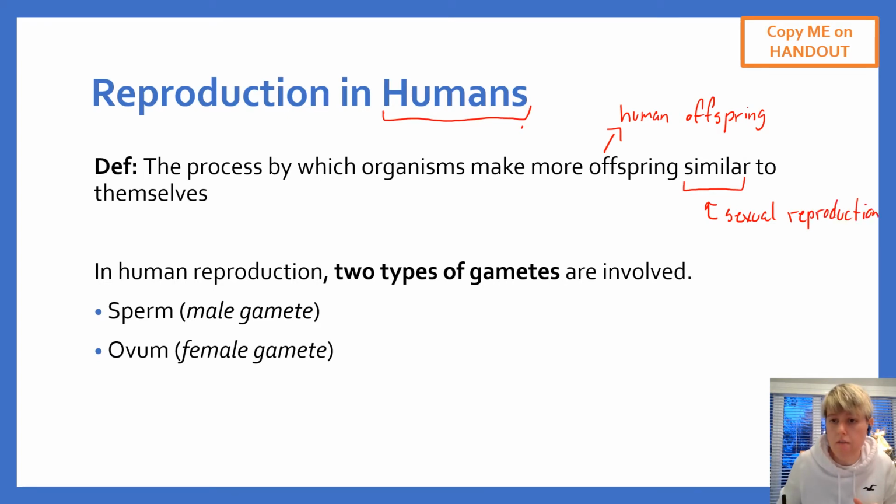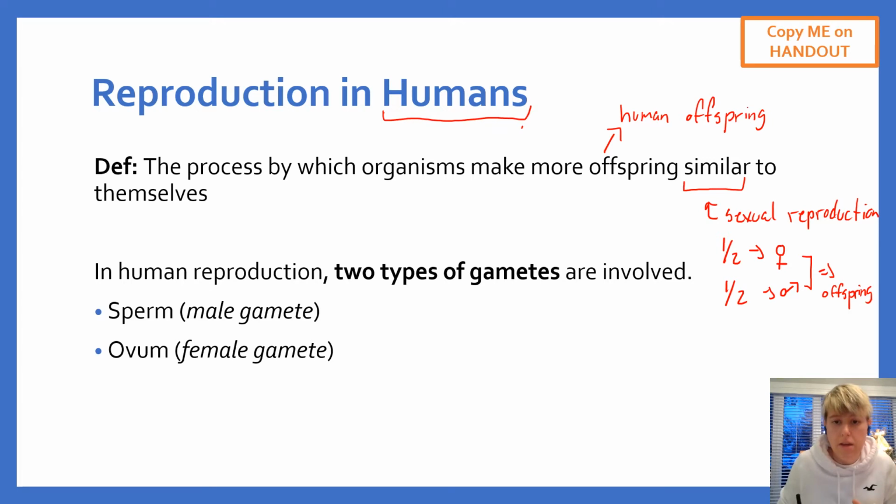Where half of the genetic information comes from the biological mother and half of the genetic information comes from the biological father. And the combination of this genetic information gives you all the genetic information that you need for the offspring.